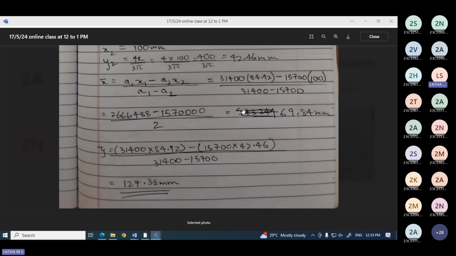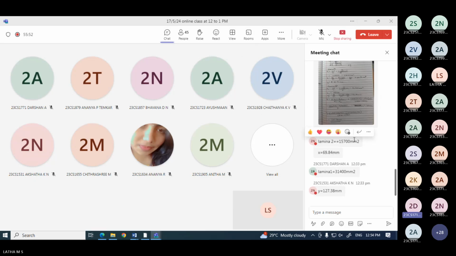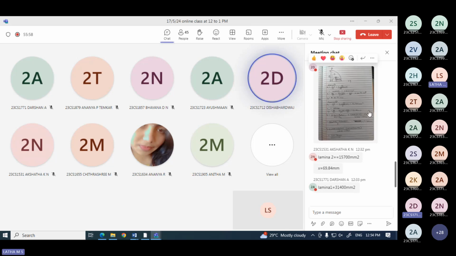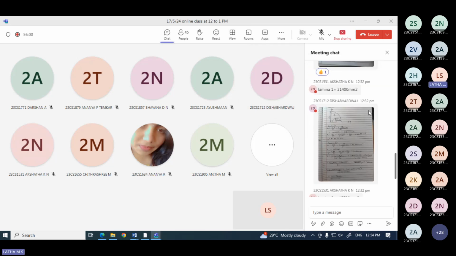Arey, yeah, you learn, no. Your calculation, everything is correct. You just subtract correctly, correct it and give the answer. Yes, ma'am. Answer 15700. In place of minus, I had used the divide symbol. That's why it came like that. Okay, fine.